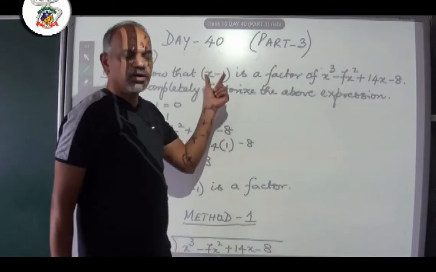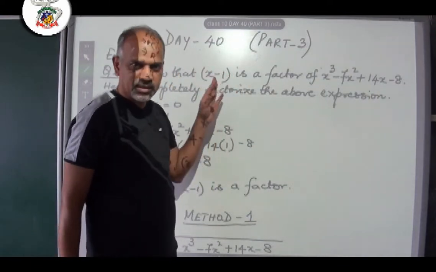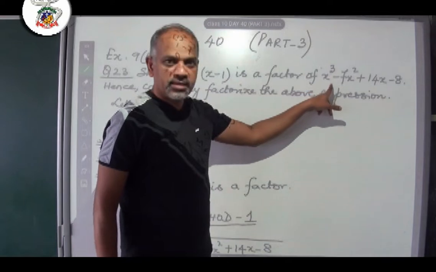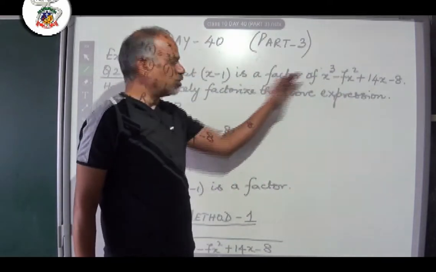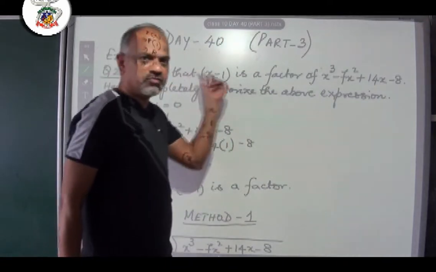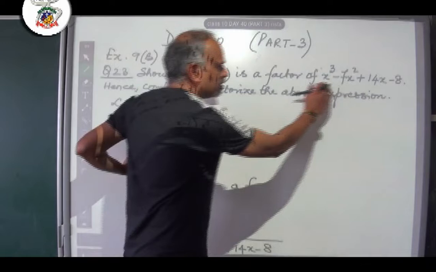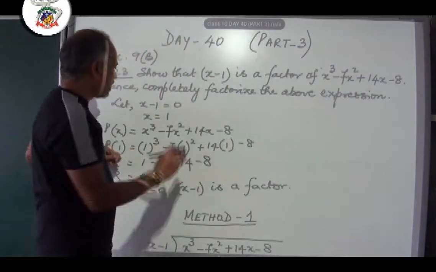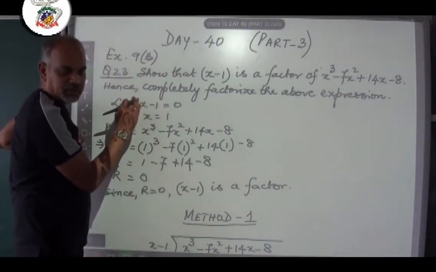The first part is you have to prove that x minus 1 is a factor. So if this is a factor, you get one of those factors, that is x minus 1. And as I said, the highest power of x is 3, therefore there should be 3 factors. So you need to find 2 more factors. Let's do the first part, that is show that x minus 1 is a factor of this expression. The method is the same as whatever we did previously.